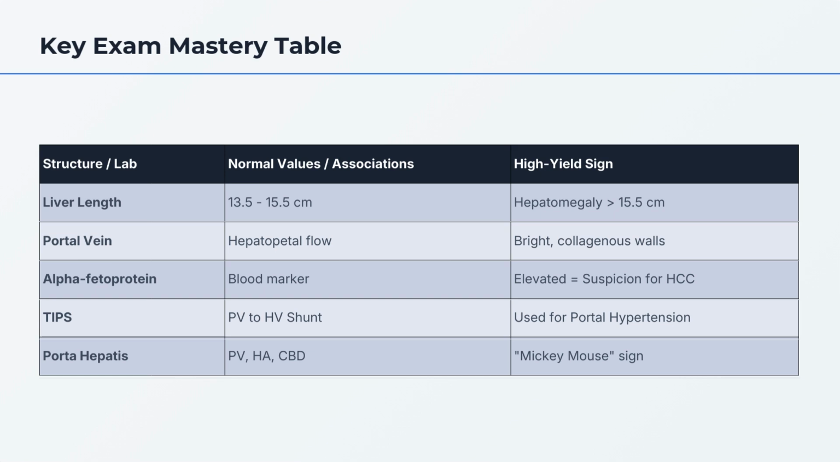To summarize, remember that normal liver is between 13.5 and 15.5 centimeters. Portal flow is hepatopetal, and elevated AFP levels should raise a suspicion for HCC. Cirrhosis can be compared to a smooth sponge turning into a hard, lumpy brick.